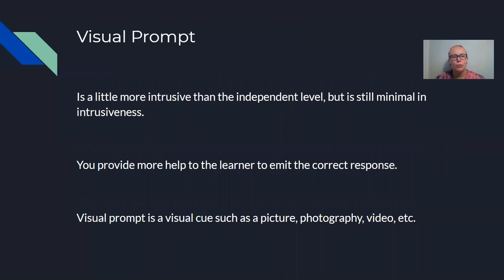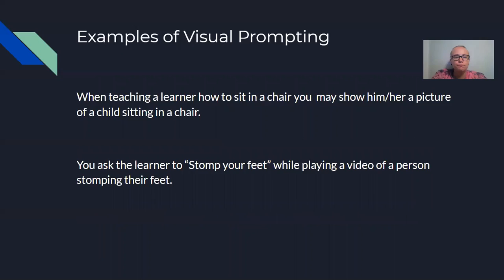Moving up the ladder, we're at the visual prompt. This is a little more intrusive than the independent level, which has 0 degree of intrusiveness, but it's still very minimal in intrusiveness. With visual prompting at that stage, you just provide more help to the learner to emit the correct response. You may provide a visual cue, such as a picture, a photograph, or video.